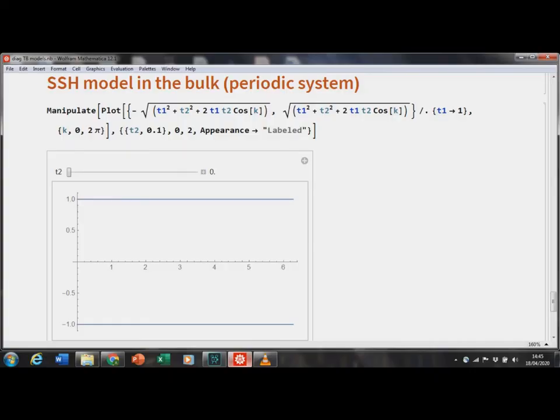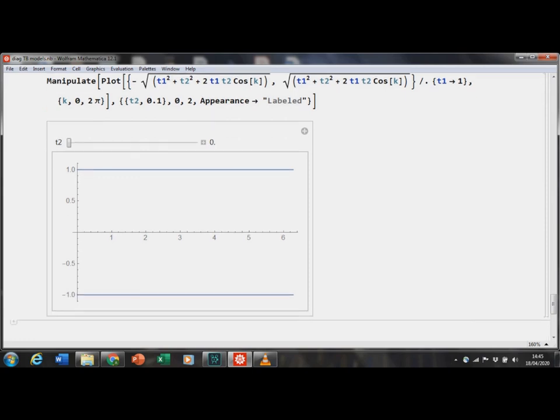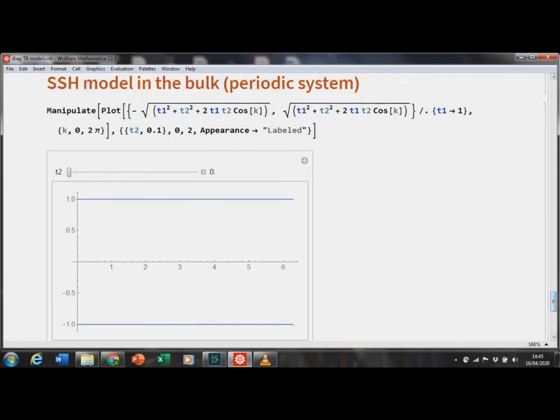So here I'm again using the Mathematica package to explore what's happening in the bulk of the SSH model. So I'm assuming that this is a periodic system. And you see here at the top that I've actually written down explicitly the dispersion relations for the two bands in this two-site periodic system. So we have two sites in the unit cell that's repeating in one dimension. So I've set T1 equal to 1, and the other parameter T2 initially here is equal to 0, and therefore we have a dimerized limit with two bands at plus or minus 1.